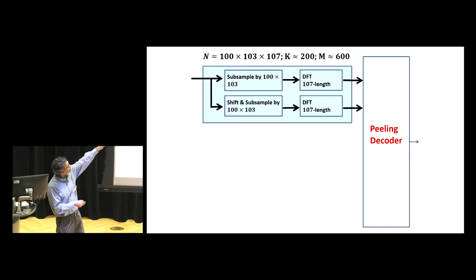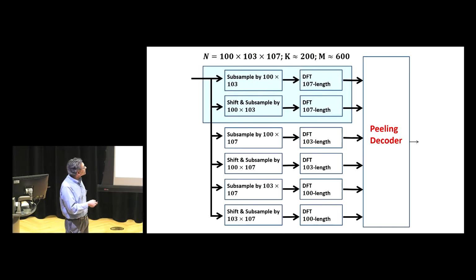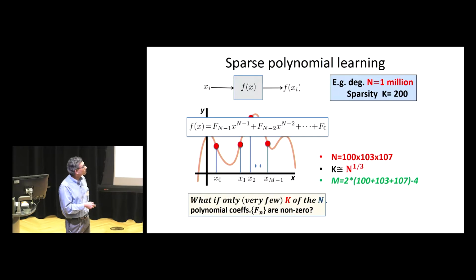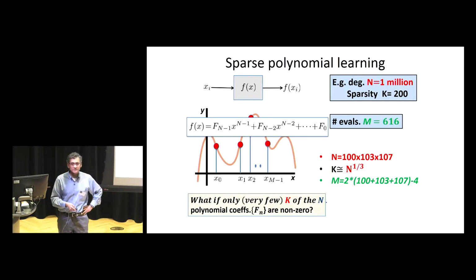You subsample by these factors, shift and subsample, and you take a short DFT. So this is where the complexity comes in, because your DFTs are of order k if your sparsity is k. And so your complexity becomes k log k, since the DFT can be done in n log n for length n. And in particular, we will take 3 of these patterns, and we'll push it through the peeling decoder. So that's the architecture. So in this example, if you count carefully, the number of samples you need turns out to be, there's some overlap, exactly 616. This is where the 616 I told you came from.